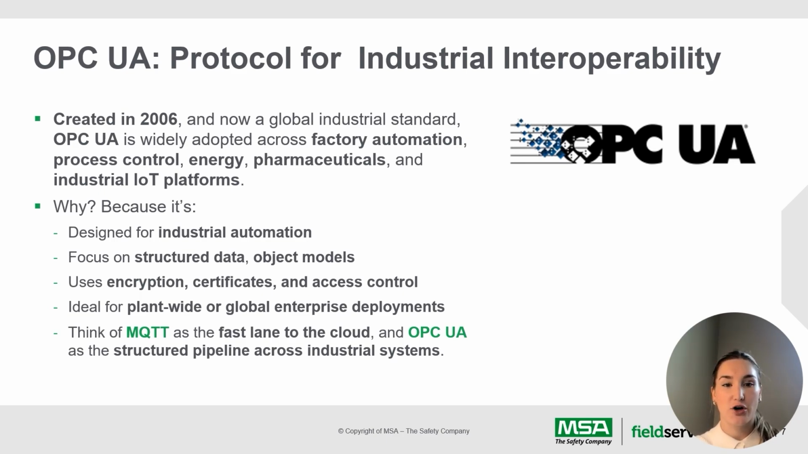In many modern architectures, these two protocols actually complement each other. OPC UA provides structured, secure data at the edge, while MQTT handles efficient transport to the cloud, and when used together through an edge gateway or a unified data platform, they enable true end-to-end industrial connectivity. So, to sum it up, OPC UA is a mature, secure, and highly structured protocol. It's designed for industrial automation, and it's key for this market.